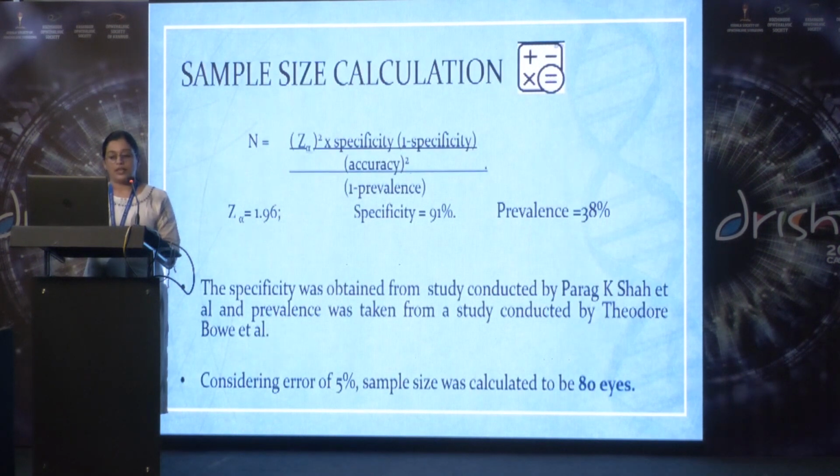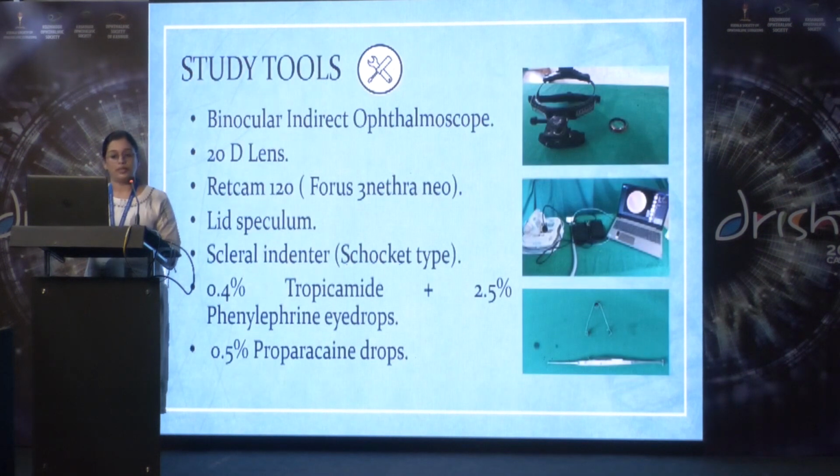Sample size was calculated using this equation and was found to be 80 eyes. Study tools included binocular indirect ophthalmoscopy with a 20 diopter lens and RETCAM 120. The study used Forus Trinetra Neo, lid speculum, scleral indenter, and dilating drops, that is 0.4% tropicamide plus 2.5% phenylephrine eye drops, and topical 0.5% proparacaine drops as the topical anesthetic.